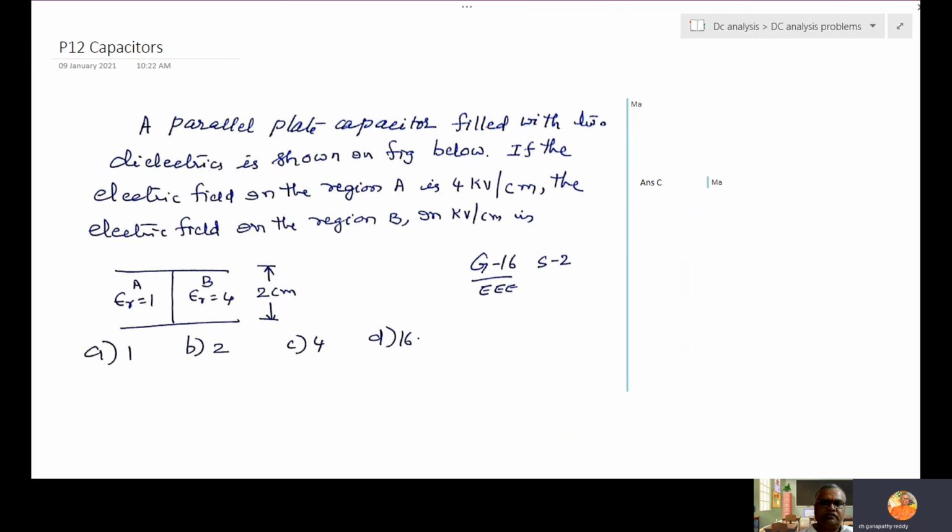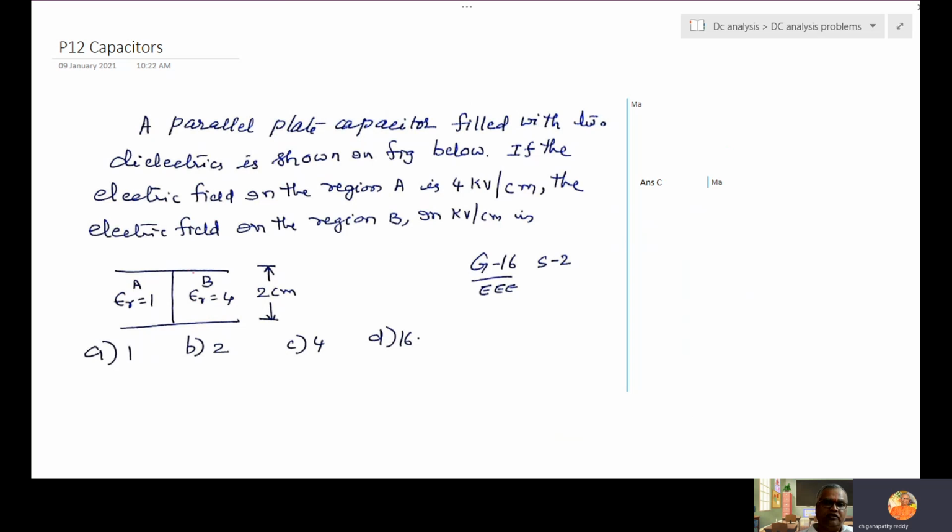Now, a parallel plate capacitor filled with two dielectrics as shown in the figure below. If the electric field in region A is 4 kilovolt per centimeter, the electric field in region B in kilovolt per centimeter is? So there are two regions, A and B. One has epsilon r equal to 1, the other epsilon r equal to 4, with a gap of 2 centimeters. It is asking for the electric field.